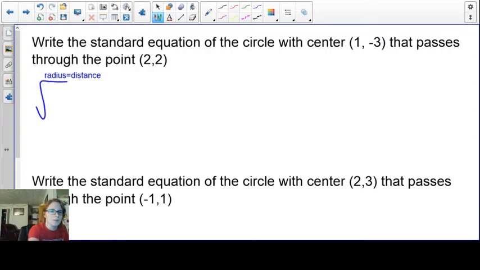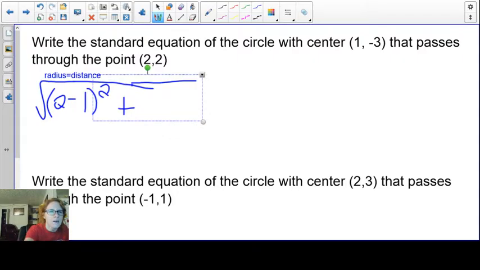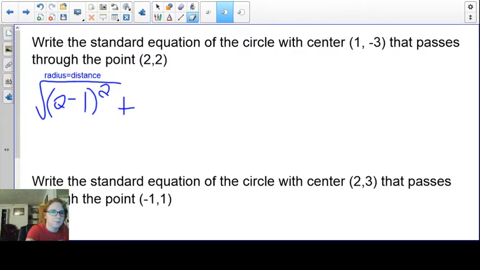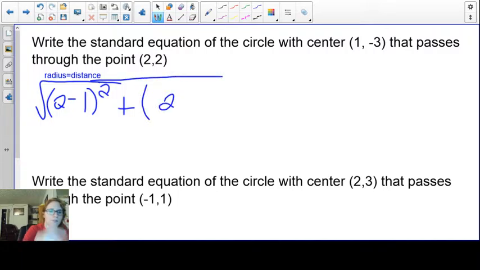Distance formula is the square root of. Now, my radius is kind of in the middle. My point is out here. So I'm going to have my 2 minus the 1, the 2 coming from that point we're talking about, minus the 1 in my center, squared, plus two again from the points, plus 3, quantity squared.